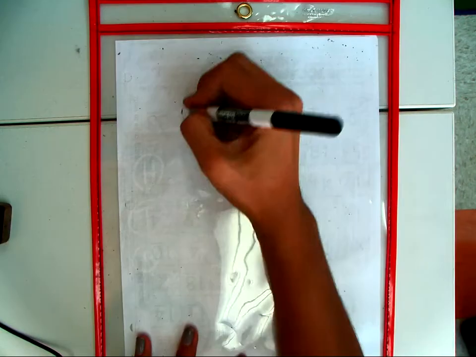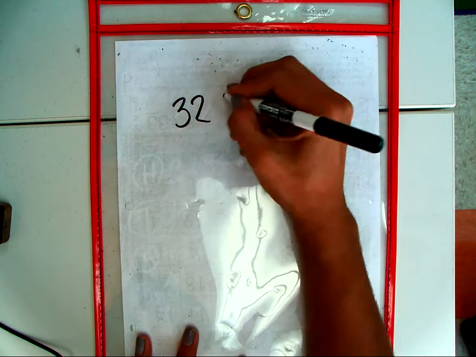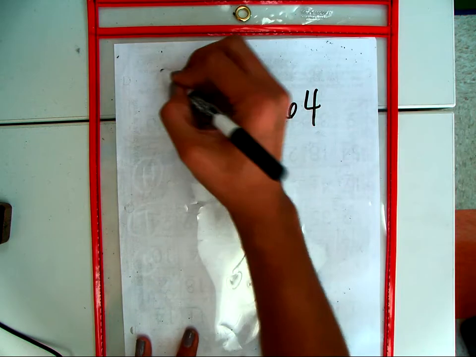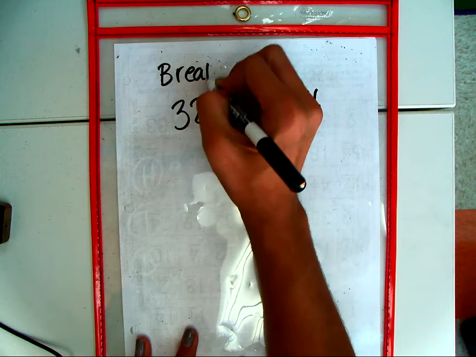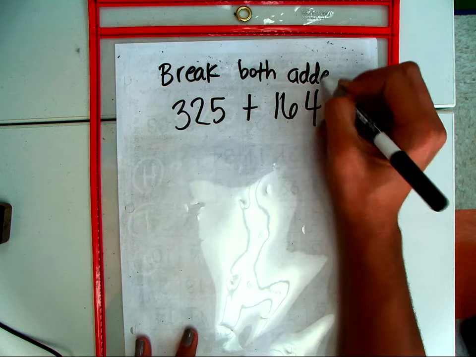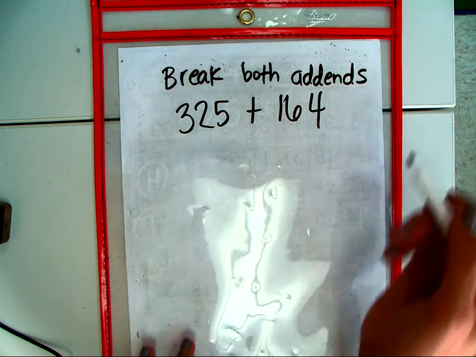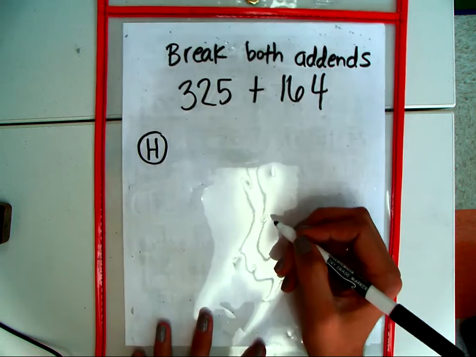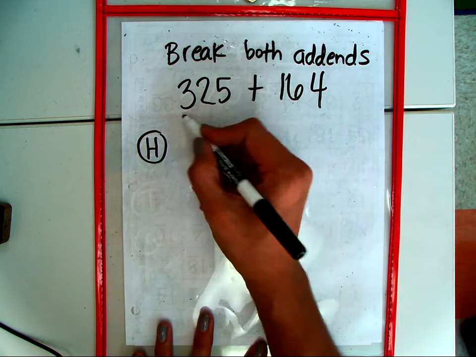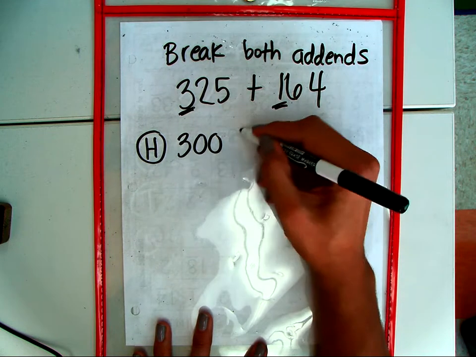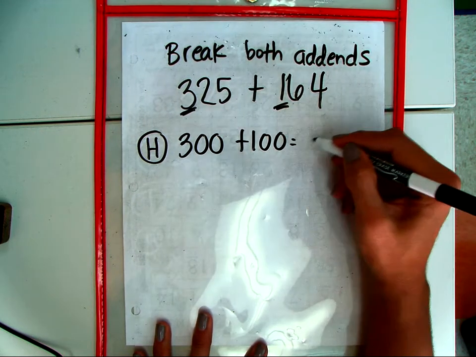Now I'm going to show you the strategy for when we break up both addends. And this is the strategy that most students are starting to prefer. So in this, I'm going to break both addends. I'm going to start the same way. I'm going to start by adding the hundreds. I'm going to pull the hundreds from both numbers. So 300 plus 100 equals 400.